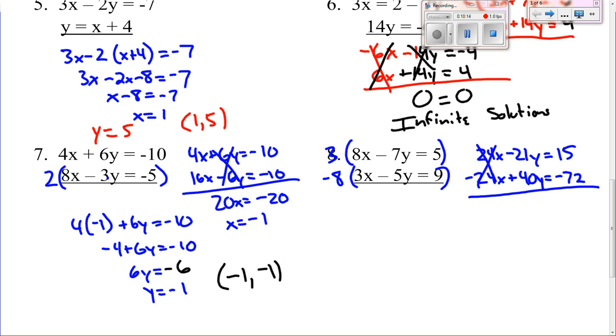Those cancel. 40 minus 21 is 19. Negative 72 plus 15 is 57. Divide both sides by 19. Y equals 3.